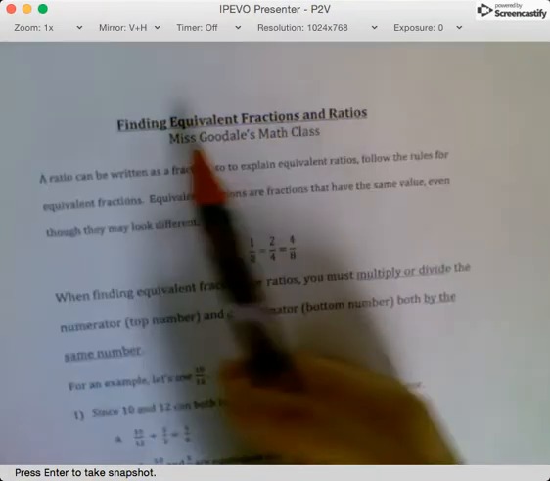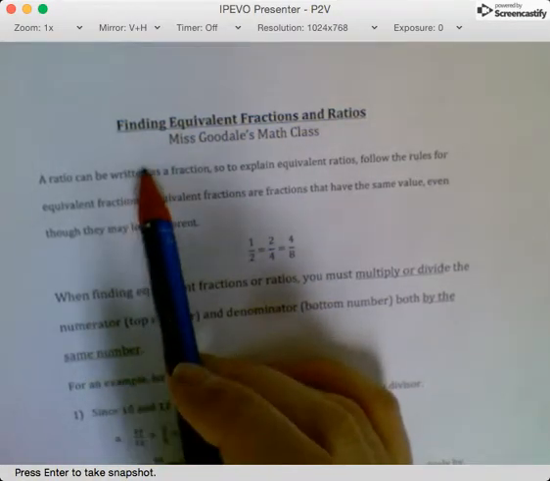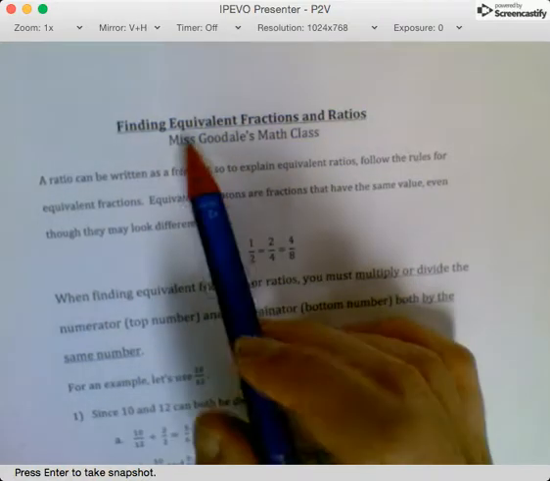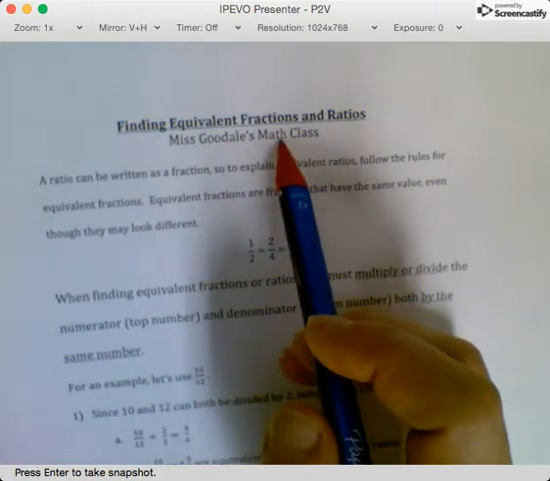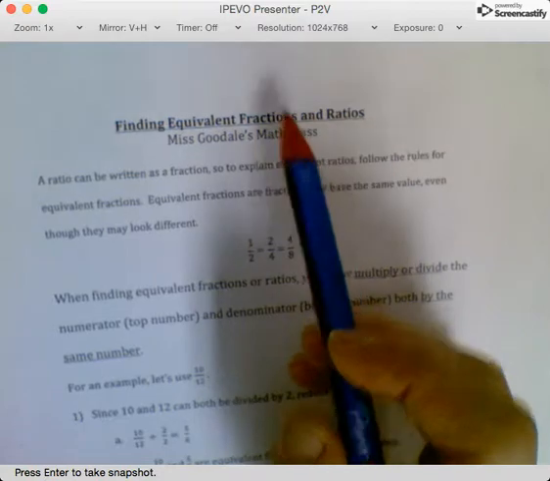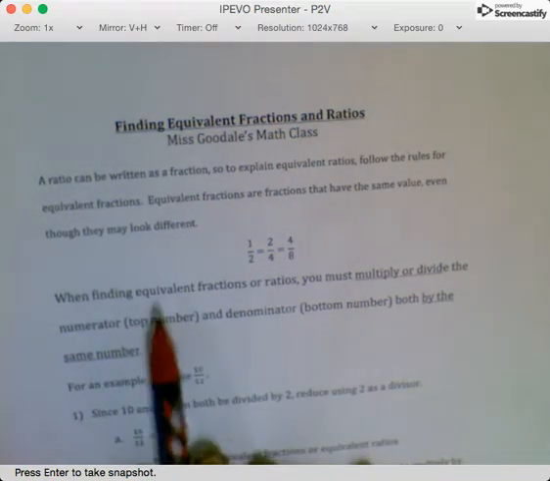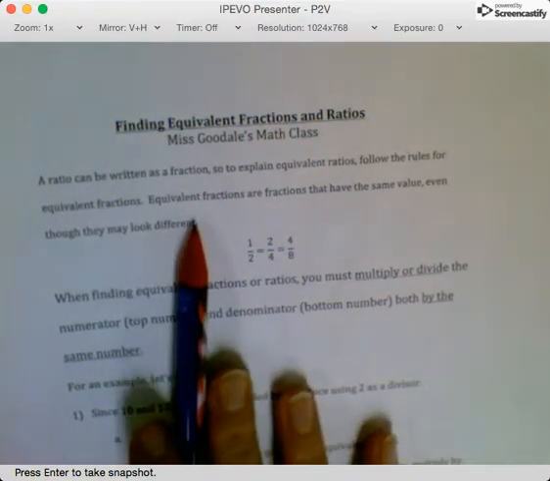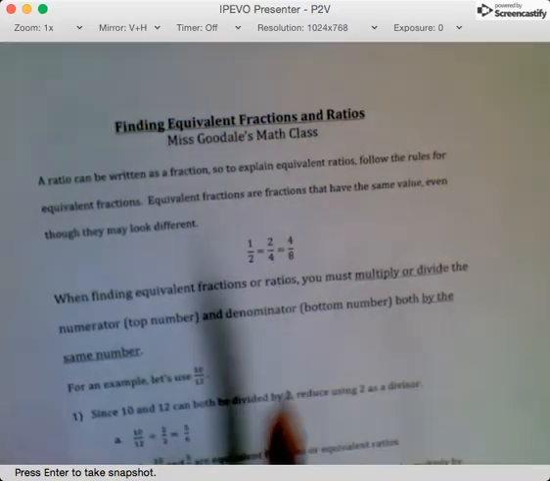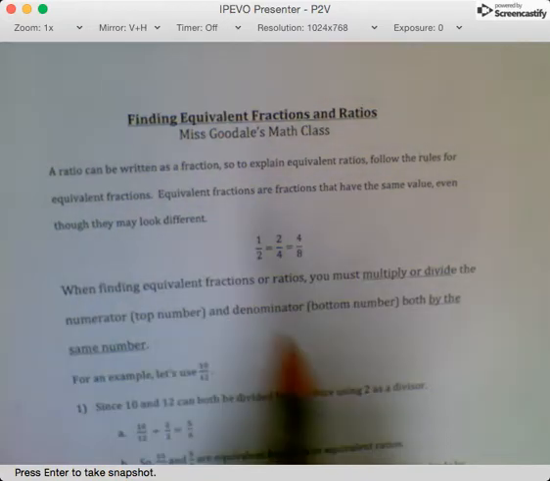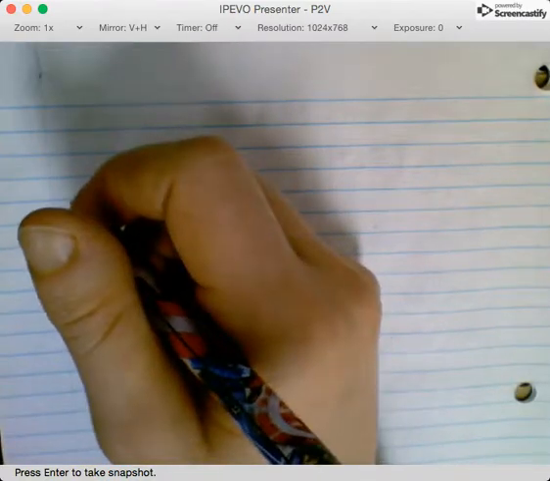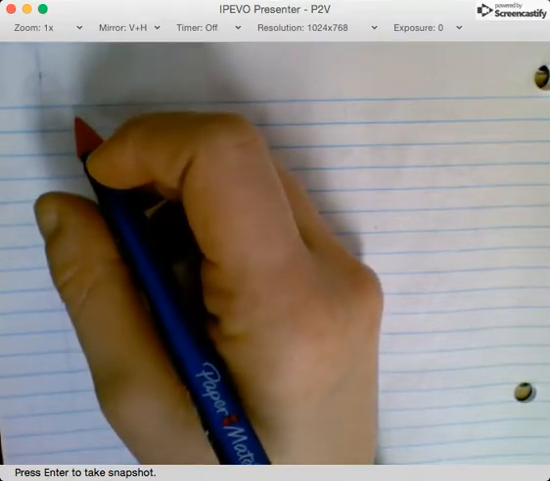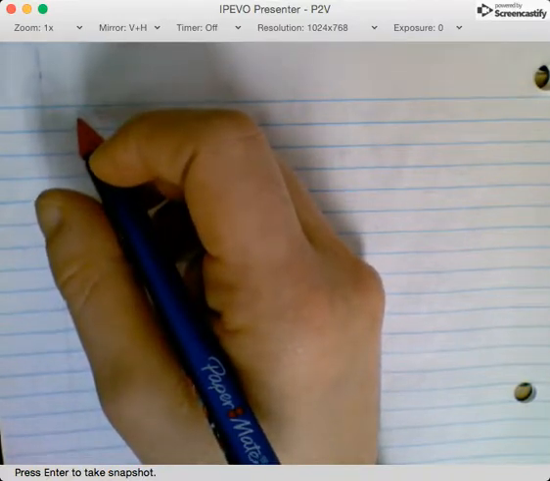You may recall from a different video that I talked about finding equivalent fractions. I have notes that I passed out in class about finding equivalent fractions and ratios. The reason that it is both is because you use the same process. Fractions and ratios are very related to each other. They are just a comparison of one number to another.